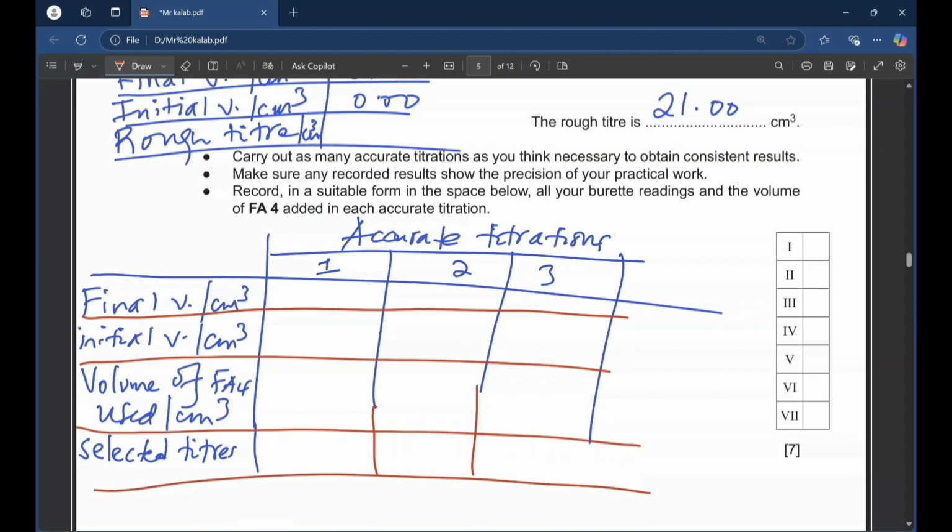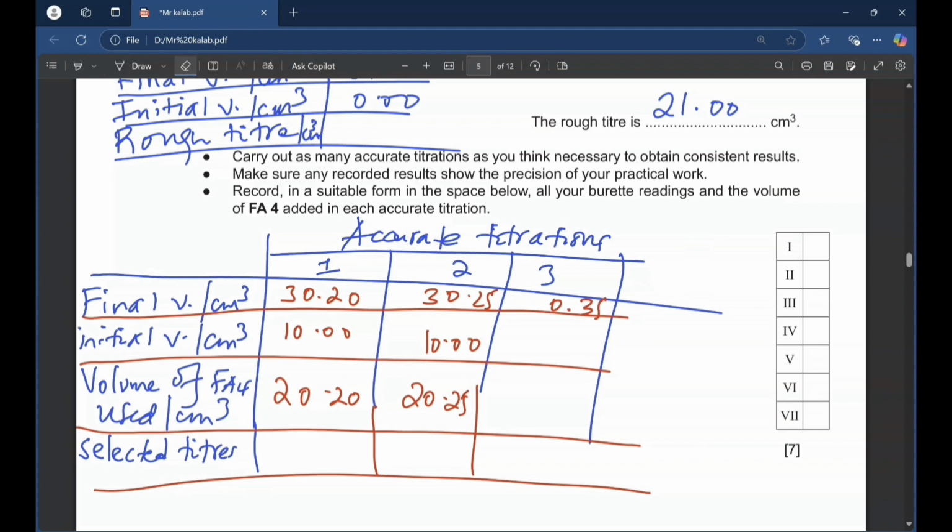Now this table will be used to record our data for the accurate titrations. So for the first titer, the data was: the final volume was 30.20, the initial was 10.00, and then the difference would be 20.20.